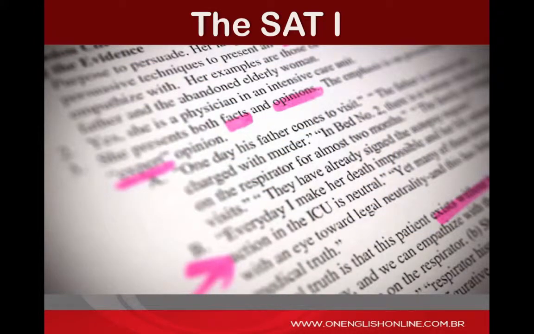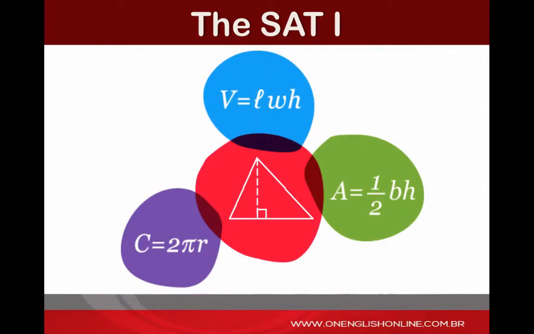The SAT consists of three major sections: critical reading, mathematics, and writing. Each section receives a score on the scale of 200 to 800. All scores are multiples of 10. Total scores are calculated by adding up scores of the three sections.